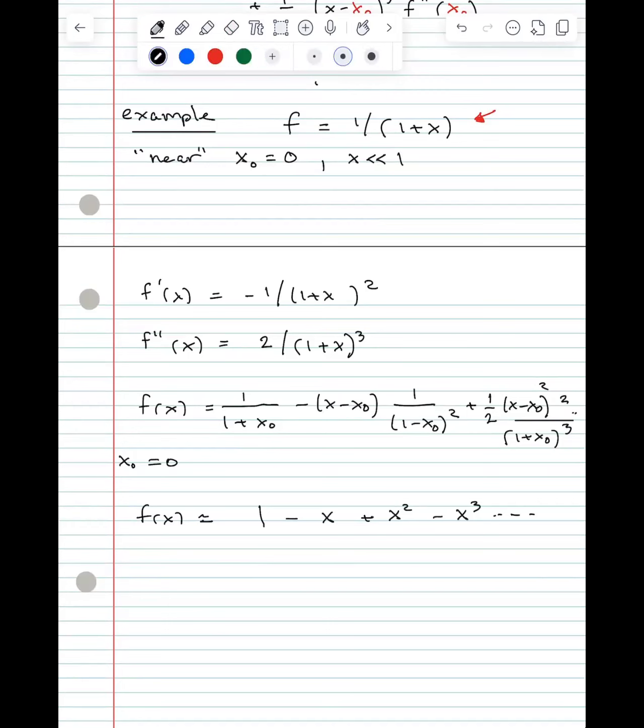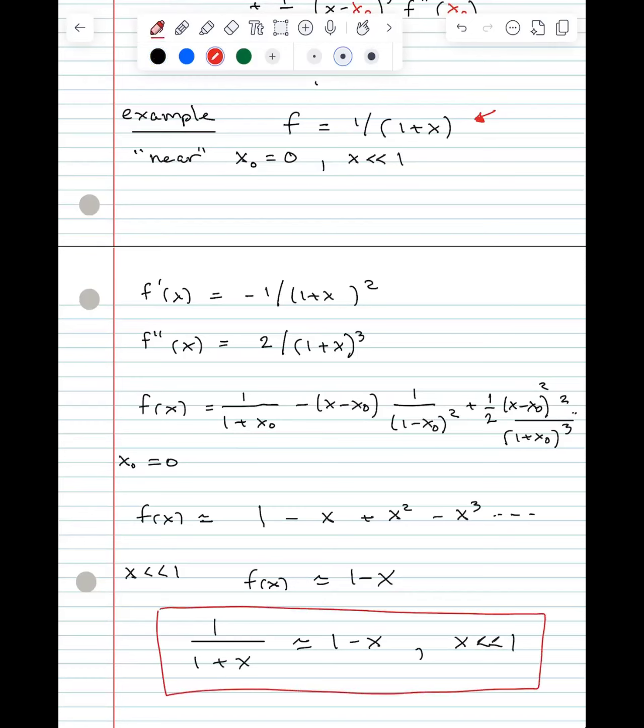So that's the series, but in the limit that x is much, much less than 1, each of these terms becomes much smaller than the preceding term, and we can say that f of x is approximately equal to 1 minus x, so that 1 over 1 plus x is approximately equal to 1 minus x for x much, much less than 1. And that's so simple that it's a useful result.